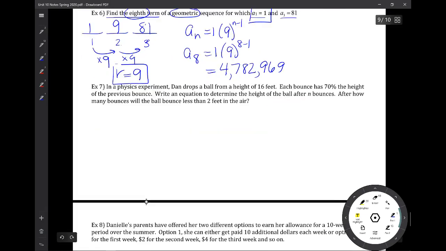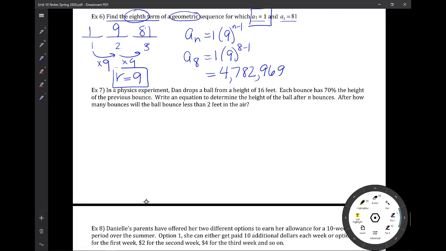All right, let's do number 7. In a physics experiment, Dan drops the ball from a height of 16 feet. So if he drops the ball from a height of 16 feet, that sounds like an initial height. Each bounce is 70% of the previous bounce. And that should make sense because if you're dropping something from a height of 16 feet, each bounce after that is just going to get smaller and smaller and smaller. So it should make sense that it's only going up to 70% of the original height.